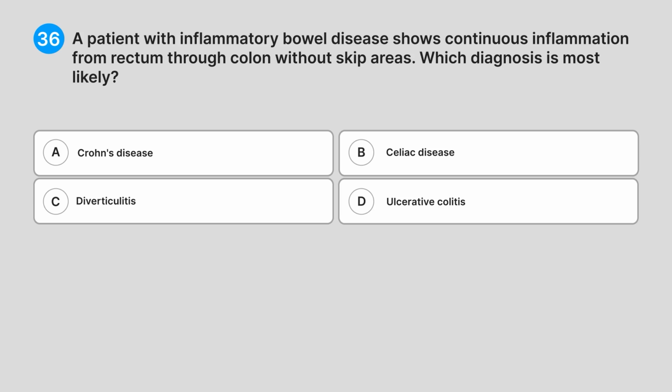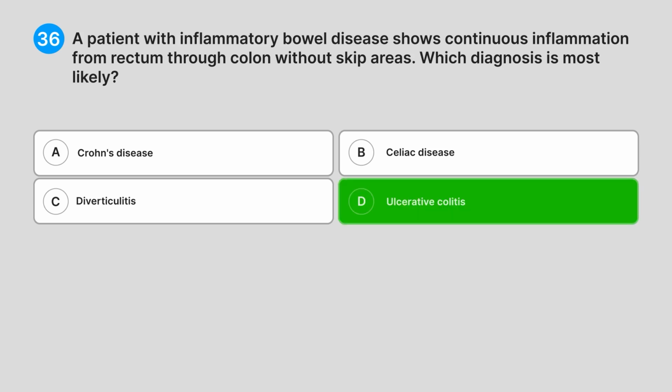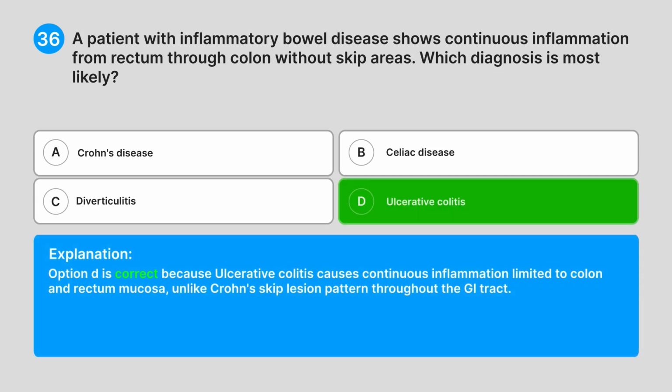Correct answer: D. Ulcerative colitis. Explanation: option D is correct because ulcerative colitis causes continuous inflammation limited to the colon and rectum mucosa, unlike Crohn's skip lesion pattern throughout the GI tract.